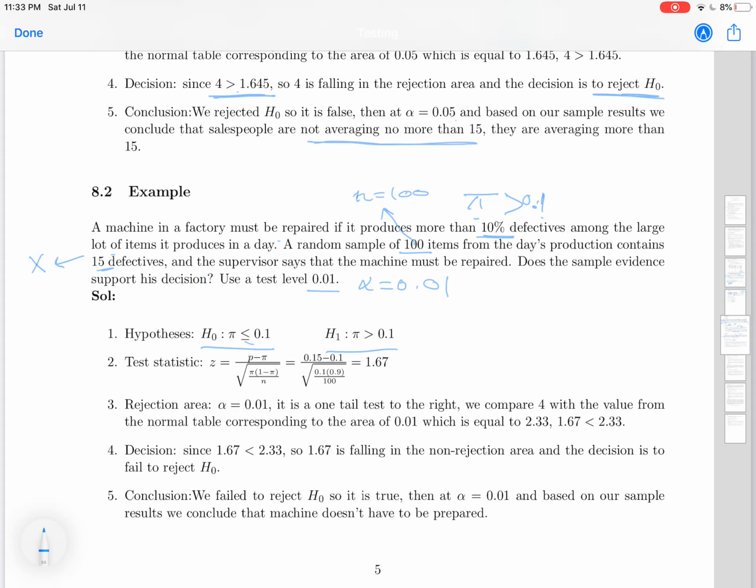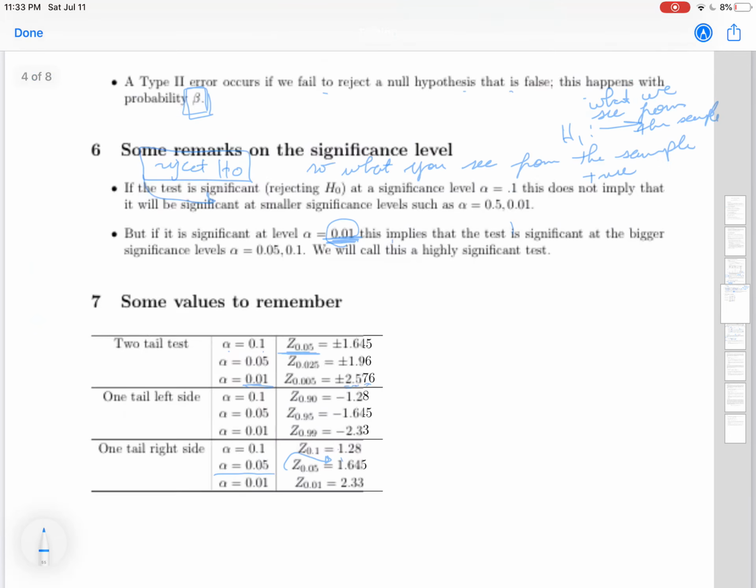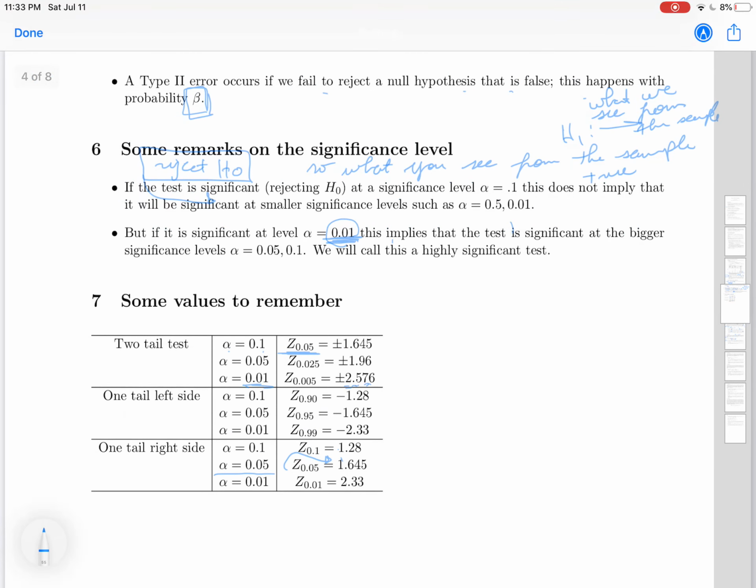And the supervisor says that the machine must be repaired. Does the sample evidence support his decision? Alpha is equal to 0.01. So what's going to be my H node? Look at the claim given in the question. This claim doesn't have the equal sign, so I'm going to place it in H1. And H node is going to be the opposite of this one. Then I'm going to calculate the test statistic. It's going to be P. What I get from the sample is 15 over 100.